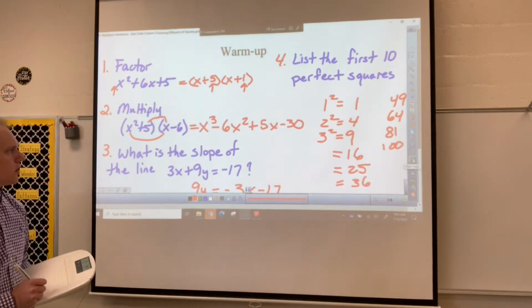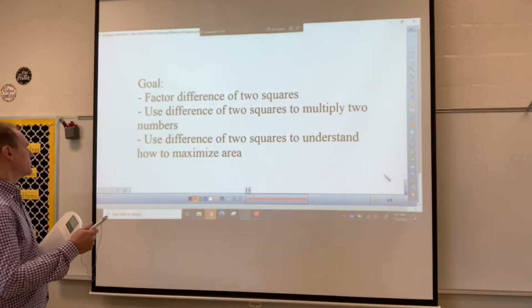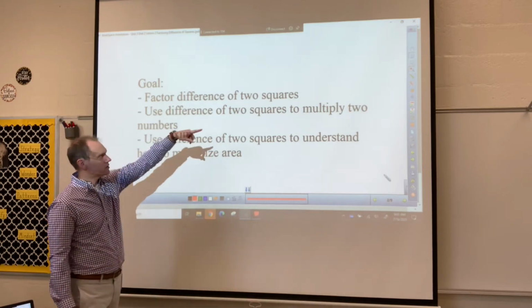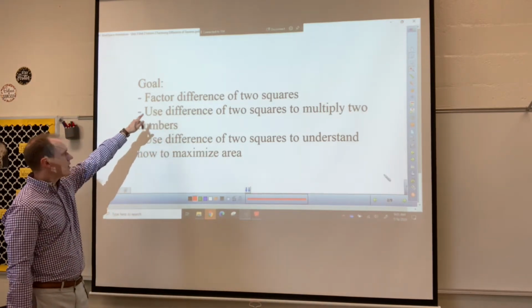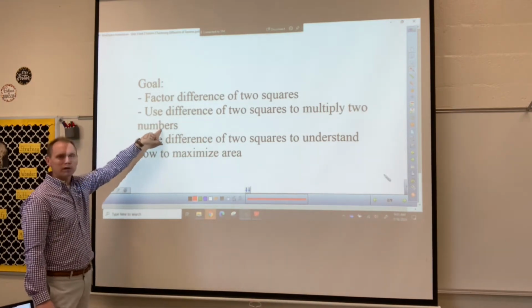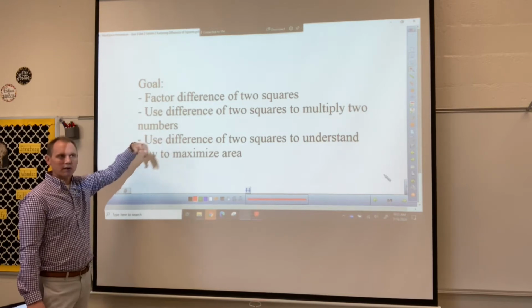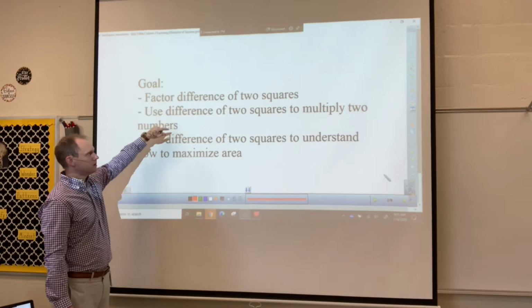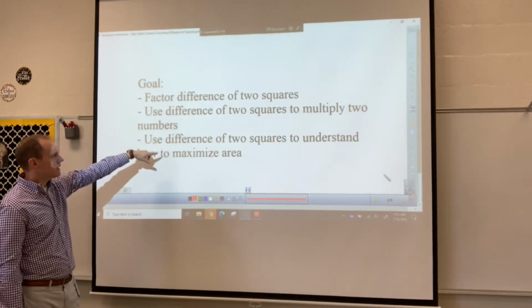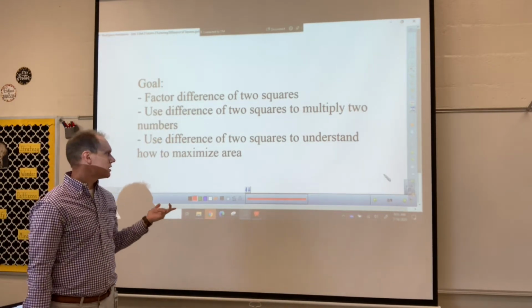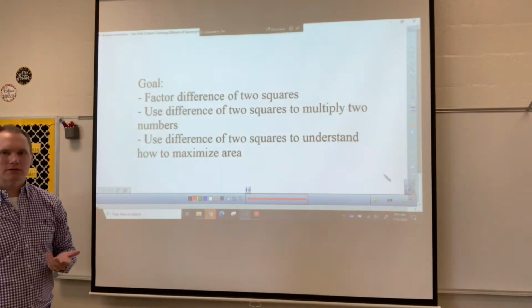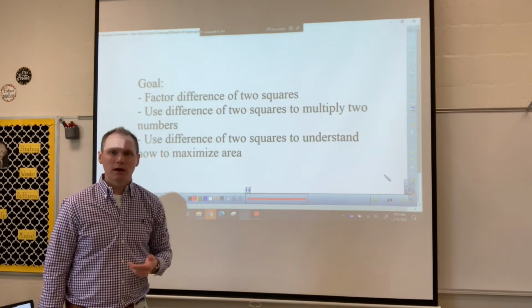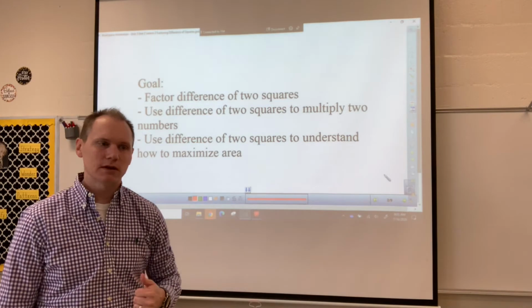All right? So our goal for today is to factor difference of 2 squares, as I've said already, but also to use difference of 2 squares to multiply 2 numbers. So we're talking about a mental math strategy here that will take advantage of this difference of 2 squares idea. And then lastly, use difference of 2 squares to understand how to maximize area. And you'll see what I mean at the end of our lesson today.